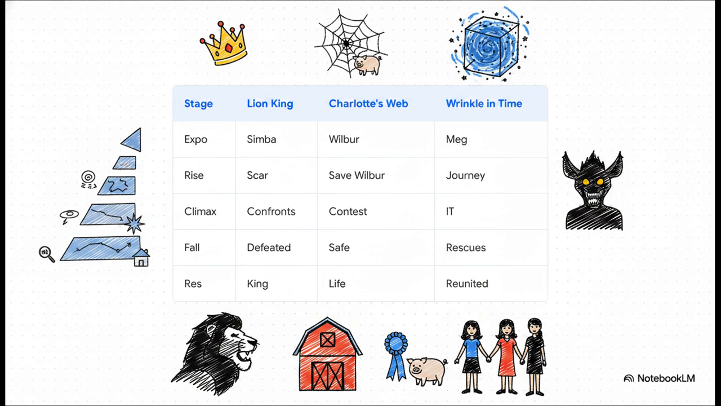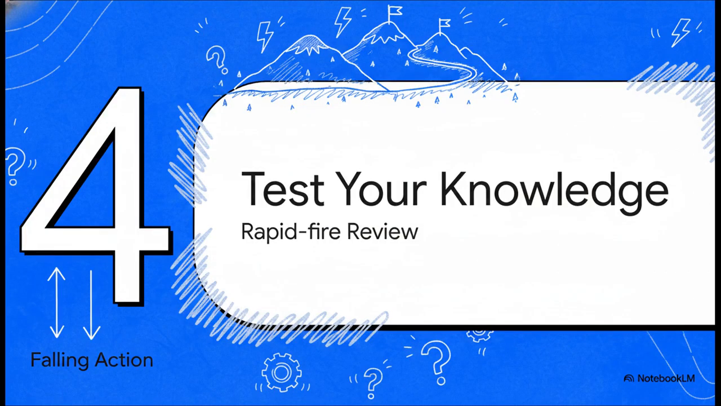Then the falling action kicks in to cool us down. Scar is defeated, Wilbur is guaranteed safety, Meg rescues her brother. Finally, the resolution. Simba takes his rightful place as king, life peacefully continues in the barn, and Meg's family is happily reunited. 3 totally different stories, exact same 5 architectural steps. No way, right? It's like a giant puzzle fitting together perfectly. Let's move right into Section 4, Test Your Knowledge.